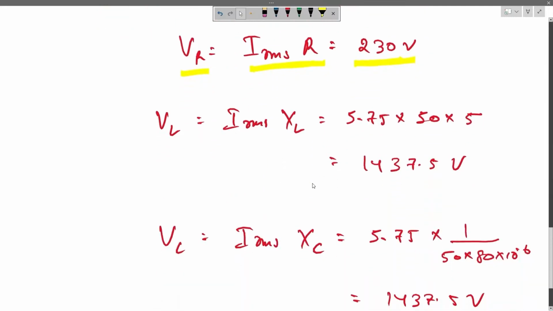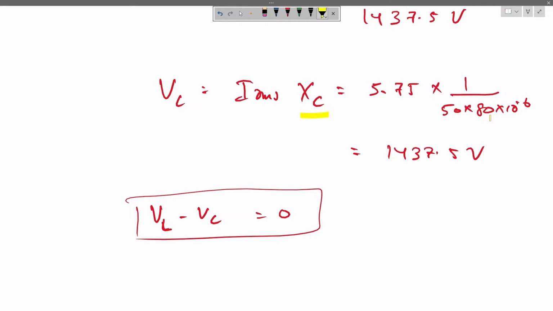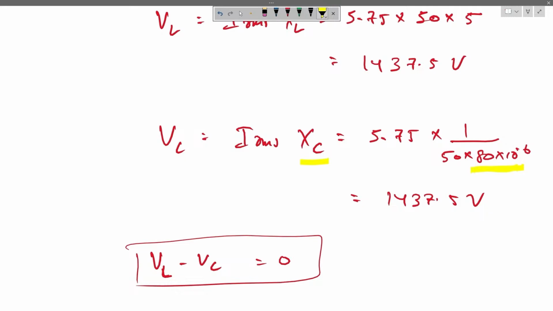And VL, that is the potential drop across the inductor, is equal to IRMS multiplied by inductive reactance. This will give us 1437.5 volt. Similarly, the potential drop across the capacitor would be given as IRMS multiplied by capacitive reactance. This will give us 1437.5 volt again. We have calculated XC as 1 by omega times the capacitance, that is 80 microfarad. Now we see that VL is equal to VC. Potential drop across the inductor and the capacitor is equal to 0.